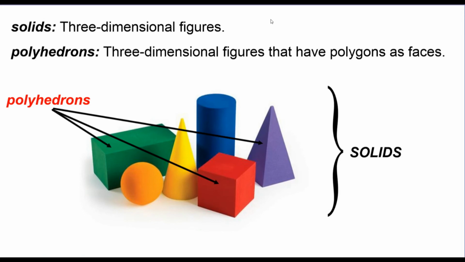In this picture we can see that all these objects are solids, but not all of these objects are polyhedrons. The green block is a polyhedron, the red cube is a polyhedron, this purple pyramid is a polyhedron. But then we have these three other objects, the sphere, the cone, and the cylinder, which are not considered polyhedrons because not every face or every side is a polygon.